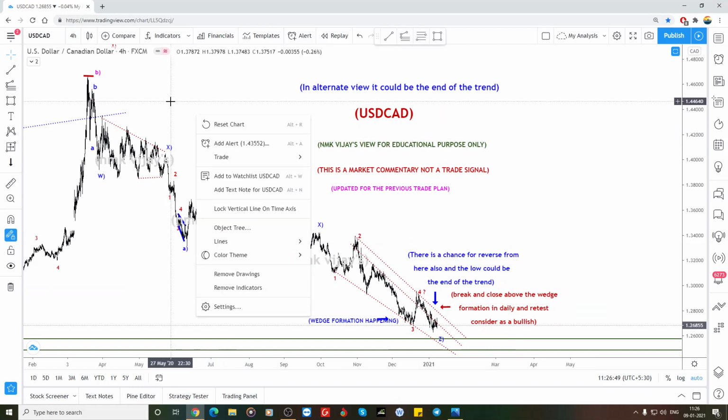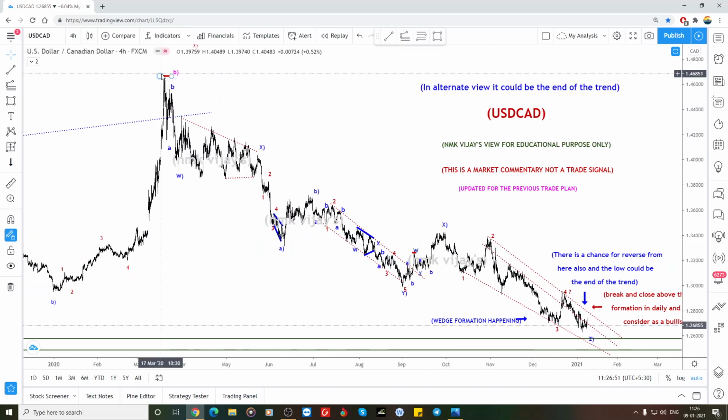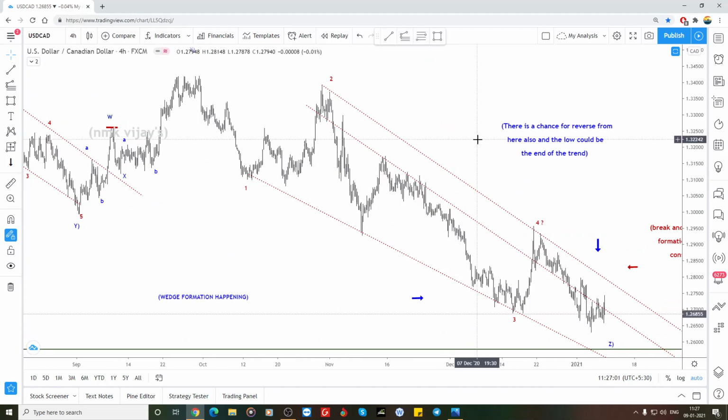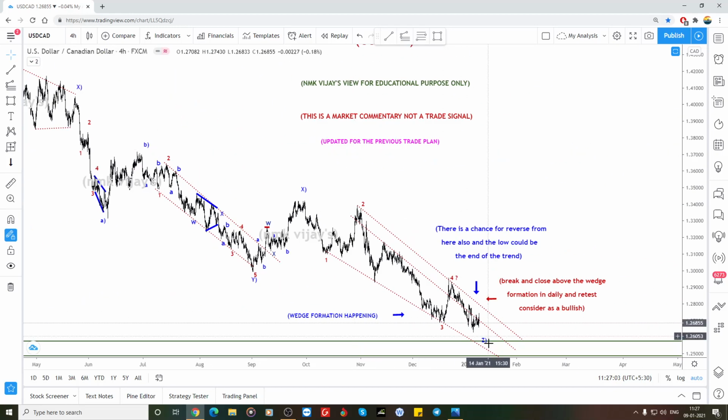So USD CAD, the same thing. Here is the ABC, A, B, and C. This is a flat correction. WX, ABC, YX, and here is the one tricky thing, and I have already posted that also. So only the same, everything, the diagonal pattern, if it comes, only if it goes there, we can complete. Otherwise, it will be grinding to the downside or upper side. If it is a diagonal triangle, it can happen, right?